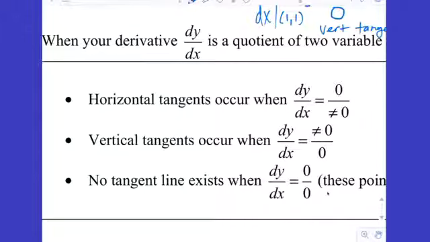If you stumble across a value that gives you a 0 in the top and a 0 in the bottom, now the derivative is failing to exist, not because it's vertical, but because it's not there at all. So you would throw out any value that causes a 0 in the top and the bottom. So just zeros in the top, horizontal tangents. Just zeros in the bottom, vertical tangents.